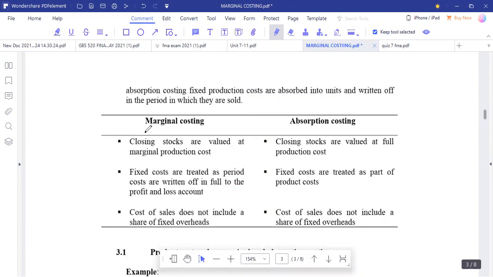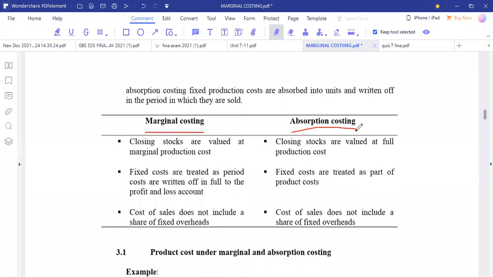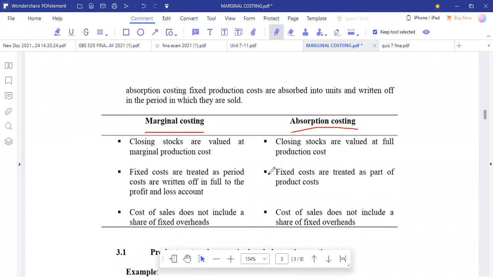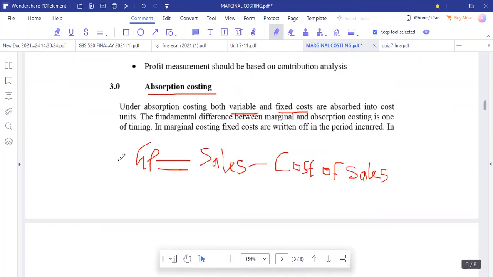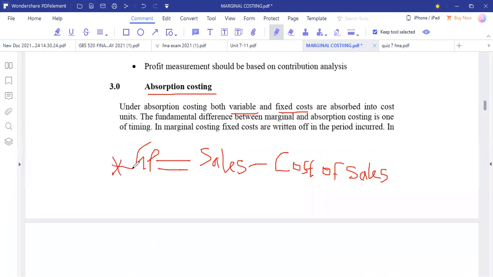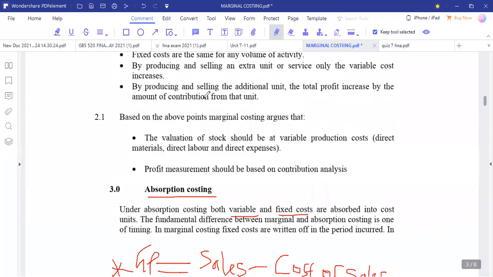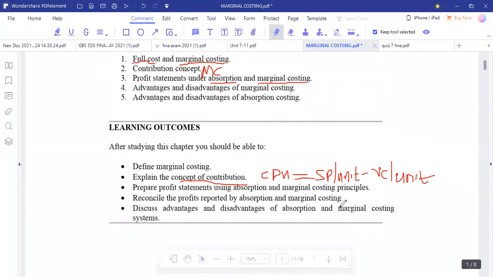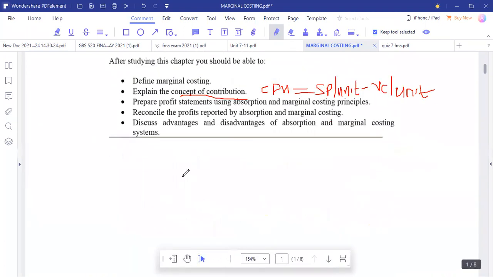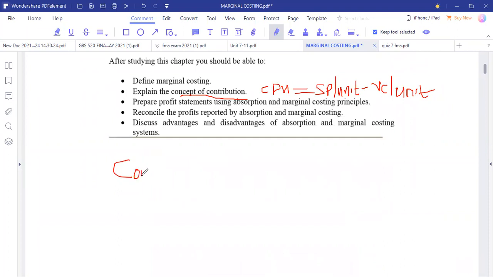So this is under marginal and absorption, where we look at the distinction. The major difference is that we look at the gross profit in absorption costing, and in marginal costing, we look at the contribution per unit or contribution. When you just say contribution in marginal costing, contribution is equal to total sales minus cost of sales.